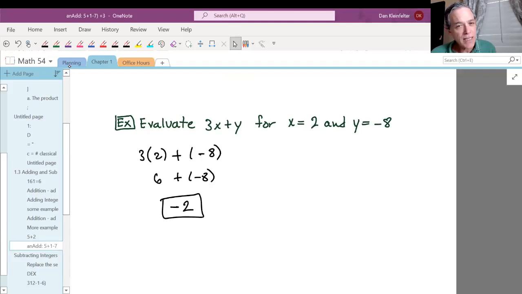All right, that takes us to the end of this first part that is about addition of integers. In the next part, we'll finish up this section by doing subtraction of integers.